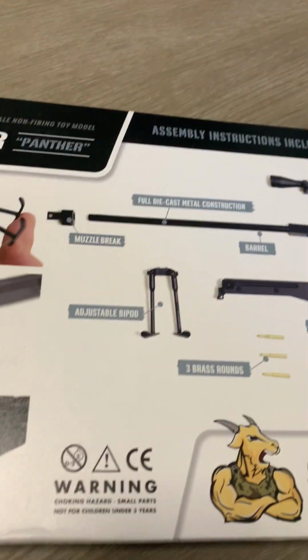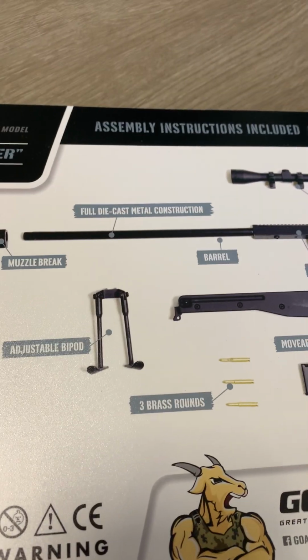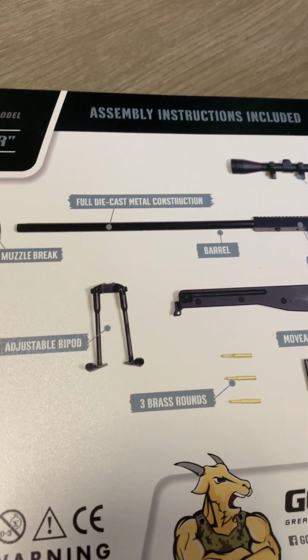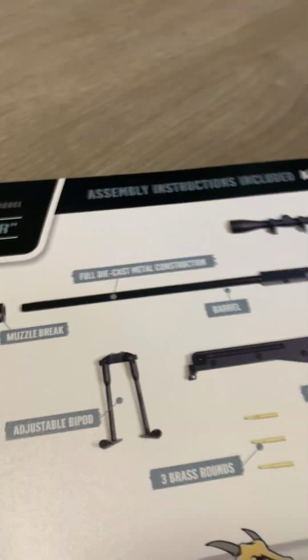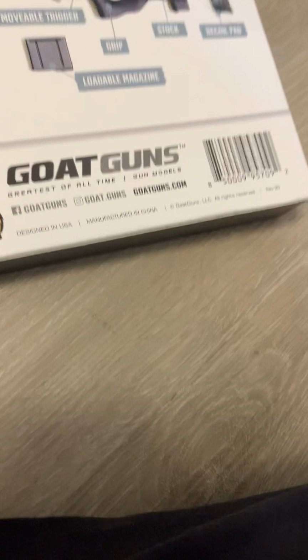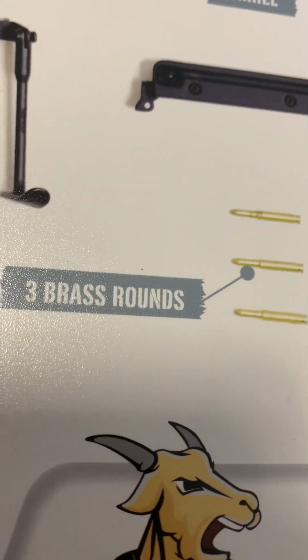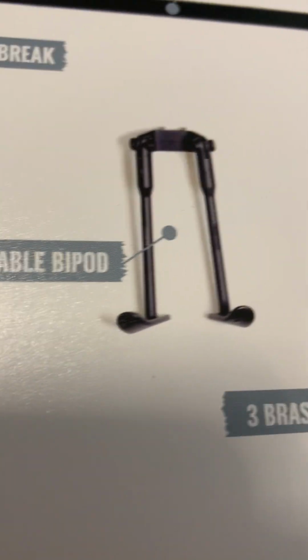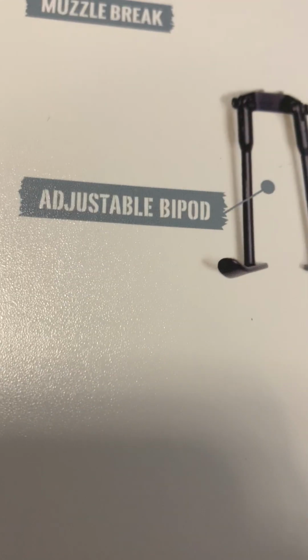So, let's just look at the back. Muzzle brake, full die cast metal construction. There's a barrel. Yeah. Recoil. Like a lot of stuff. Even 3 brass rounds and an adjustable bipod. Used to call it a tripod, you know.